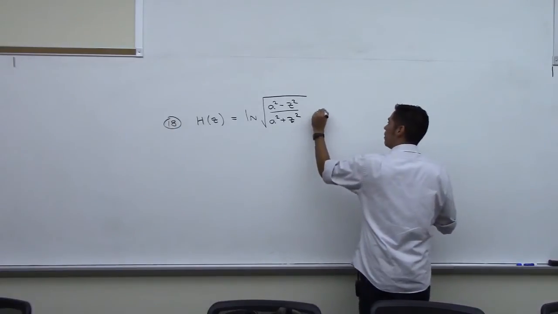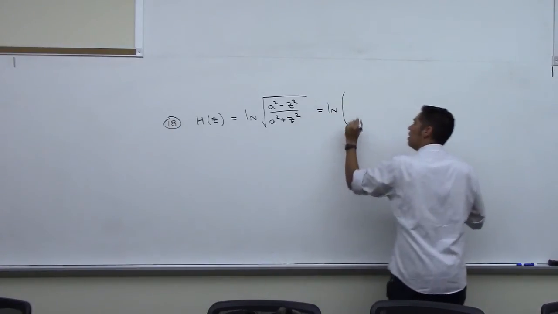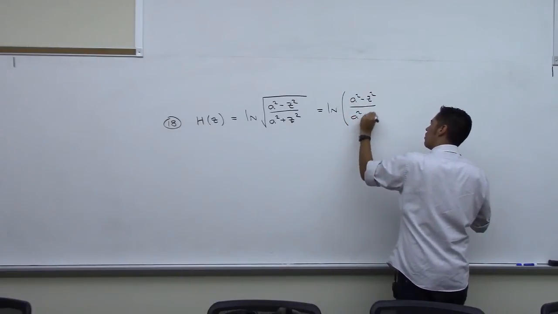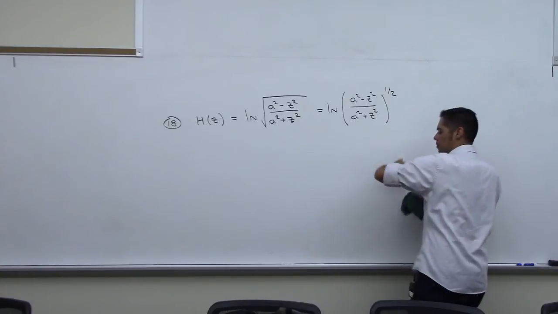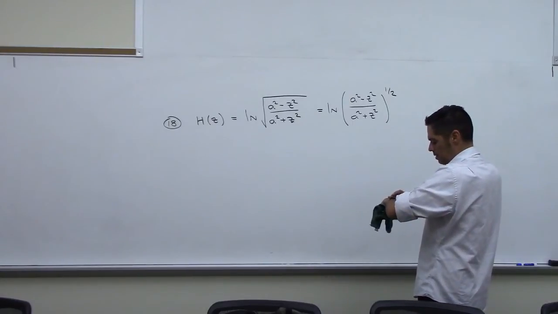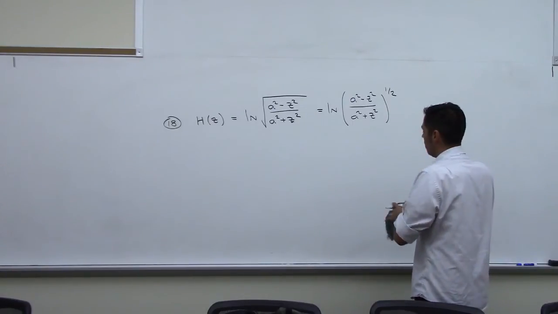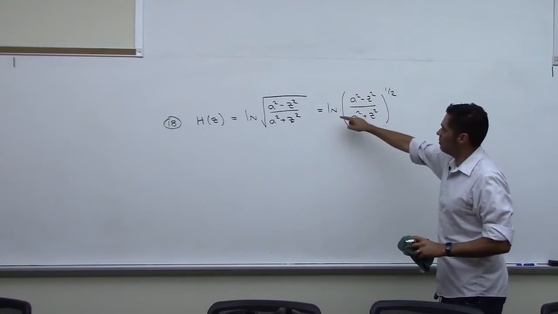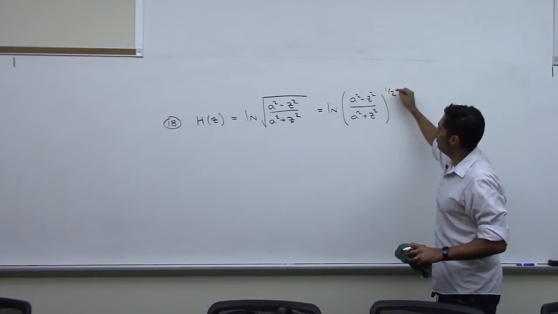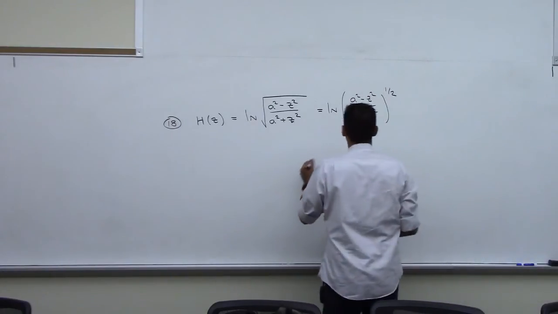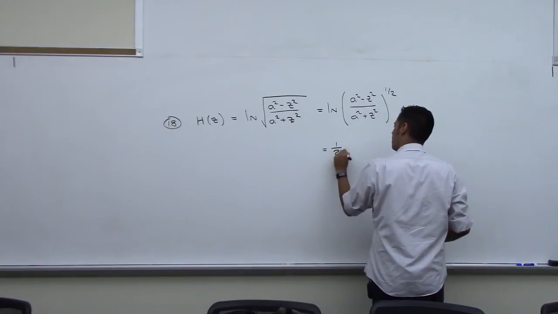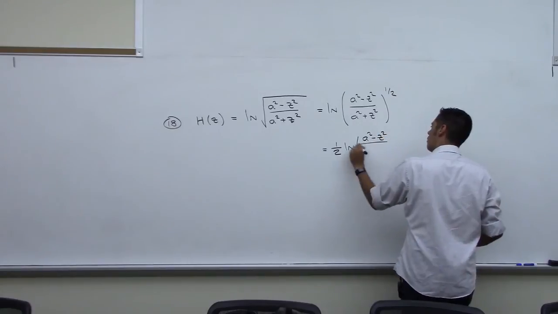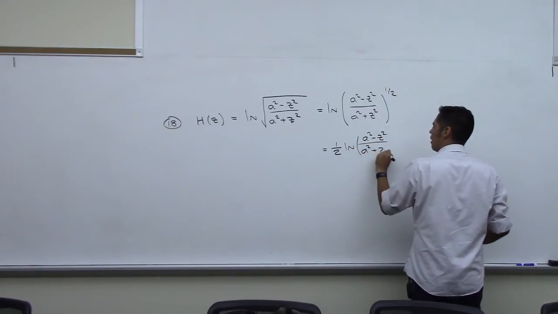All right, I'm going to do some algebra first. This is natural log of a squared minus z squared over a squared plus z squared, all of that to the 1/2. That's what that means. Check something here. Okay. Now, the reason I did that is because I want to pop that 1/2 out. Because I have natural log of something to a power, that power can drop out. So this will be equal to 1/2 sitting in front of natural log of a squared minus z squared over a squared plus z squared.